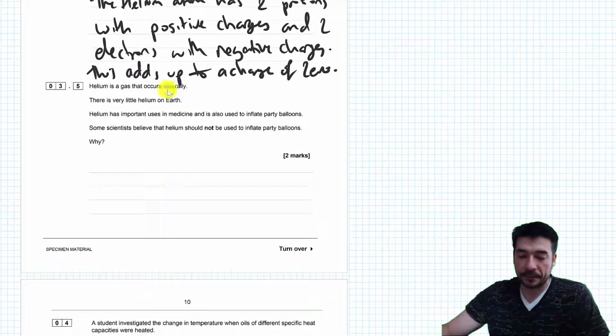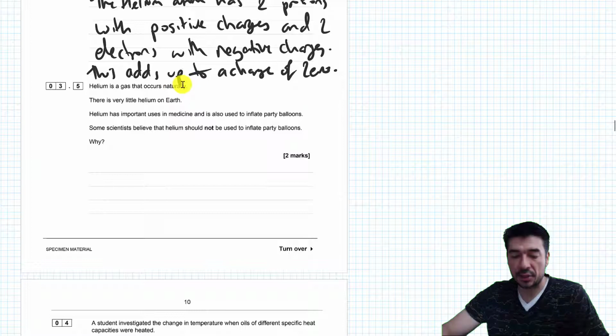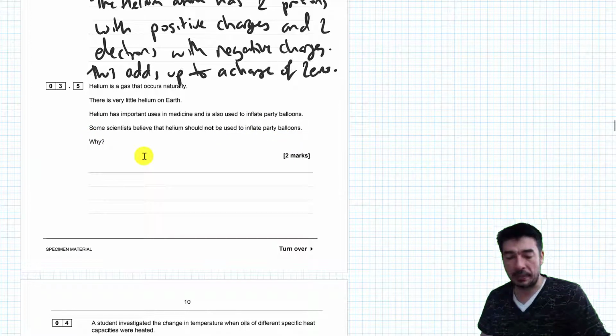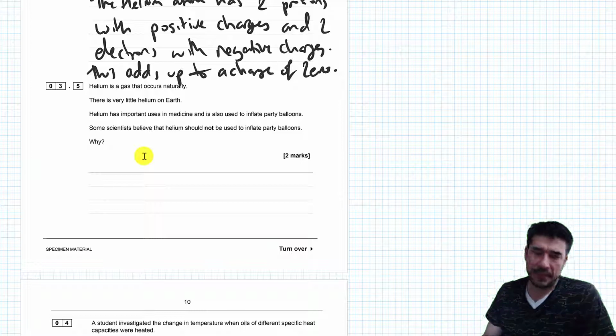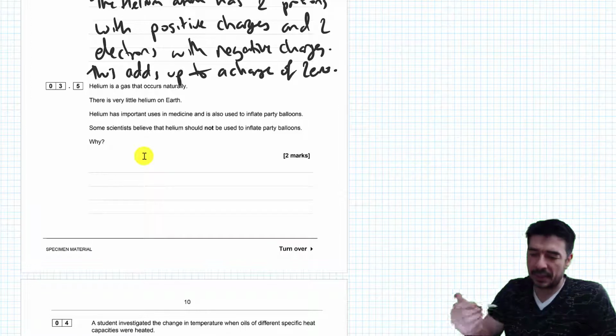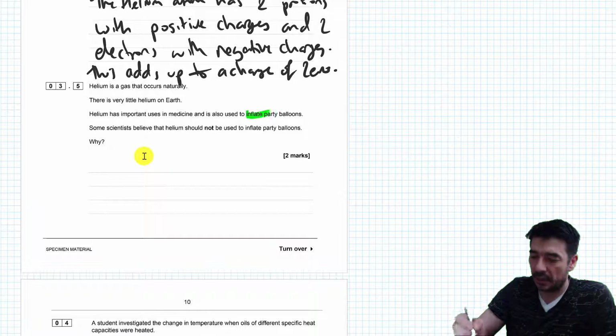Okay, next bit. Helium is a gas that occurs naturally. There is very little helium left on Earth. Helium has important uses in medicine and can also be used to inflate party balloons. Some scientists believe that helium should not be used to inflate party balloons. Why? So this is not really a science-based question. It's more like an ethics-based question, I suppose. But they're basically saying, compare the uses. You know, why do you want to inflate party balloons, or do you want to use it in medicine?